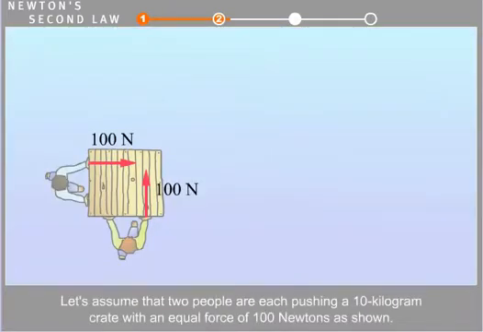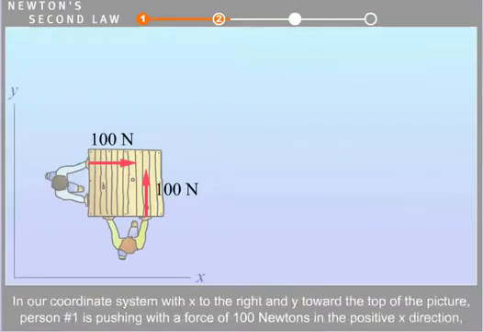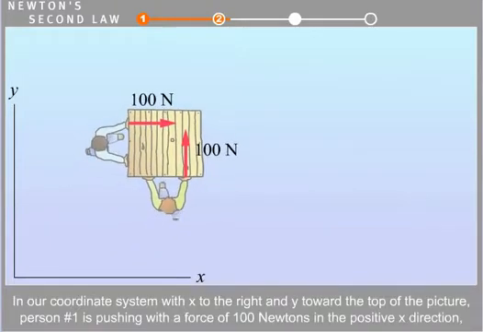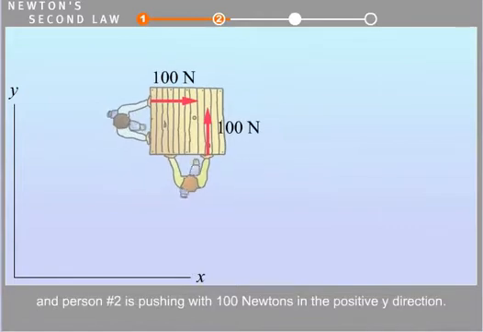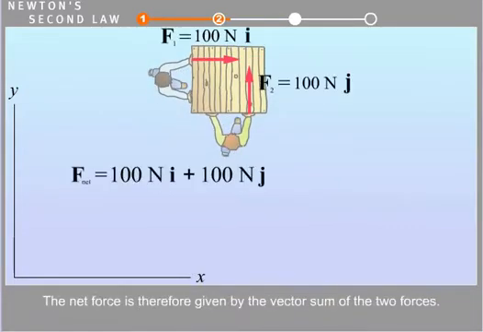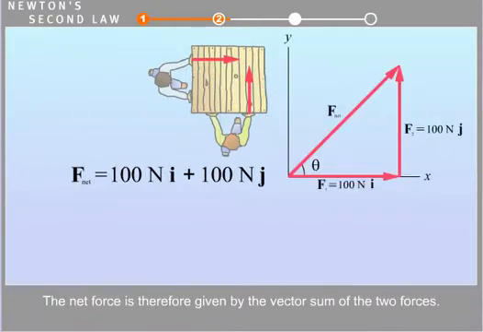Let's assume that two people are each pushing a 10 kilogram crate with an equal force of 100 newtons, as shown. In our coordinate system with x to the right and y toward the top of the picture, person number 1 is pushing with a force of 100 newtons in the positive x direction, and person number 2 is pushing with 100 newtons in the positive y direction. The net force is therefore given by the vector sum of the two forces.